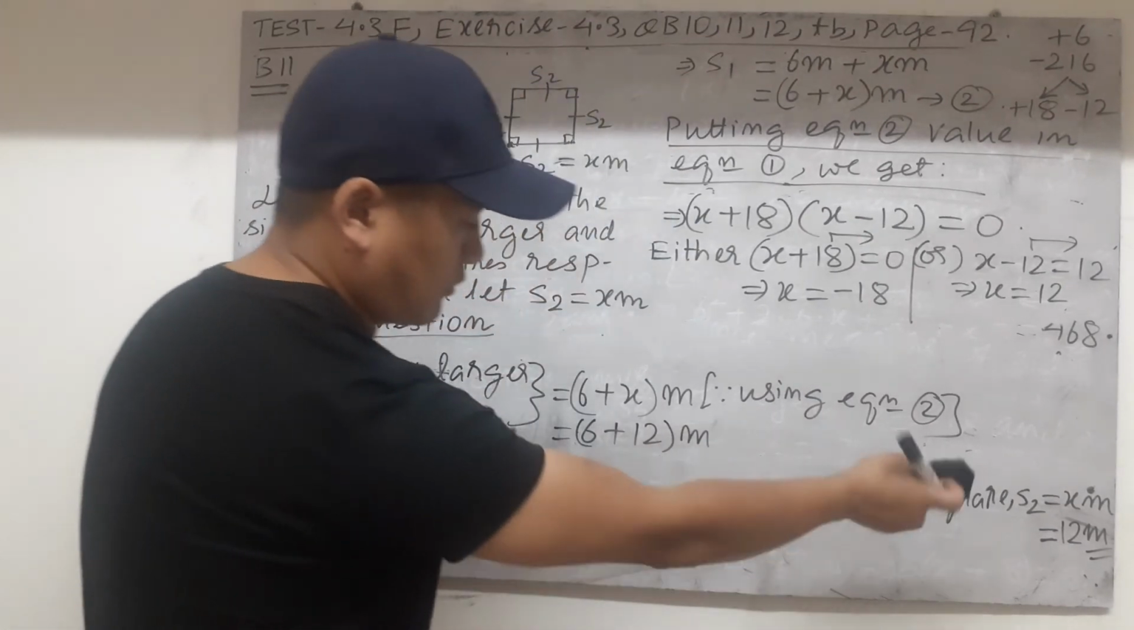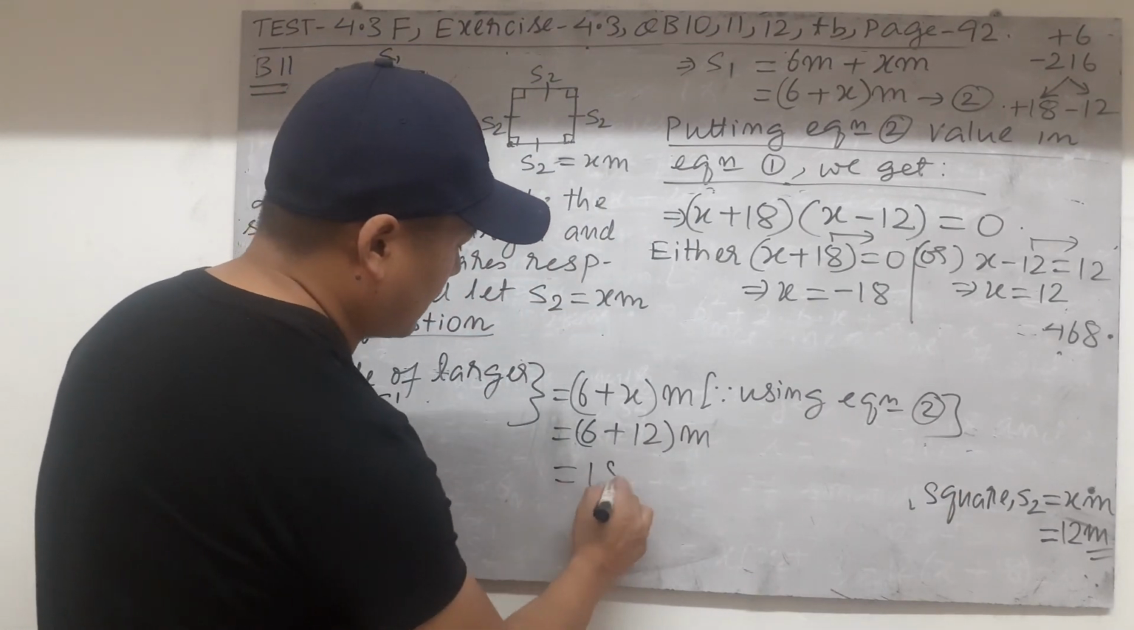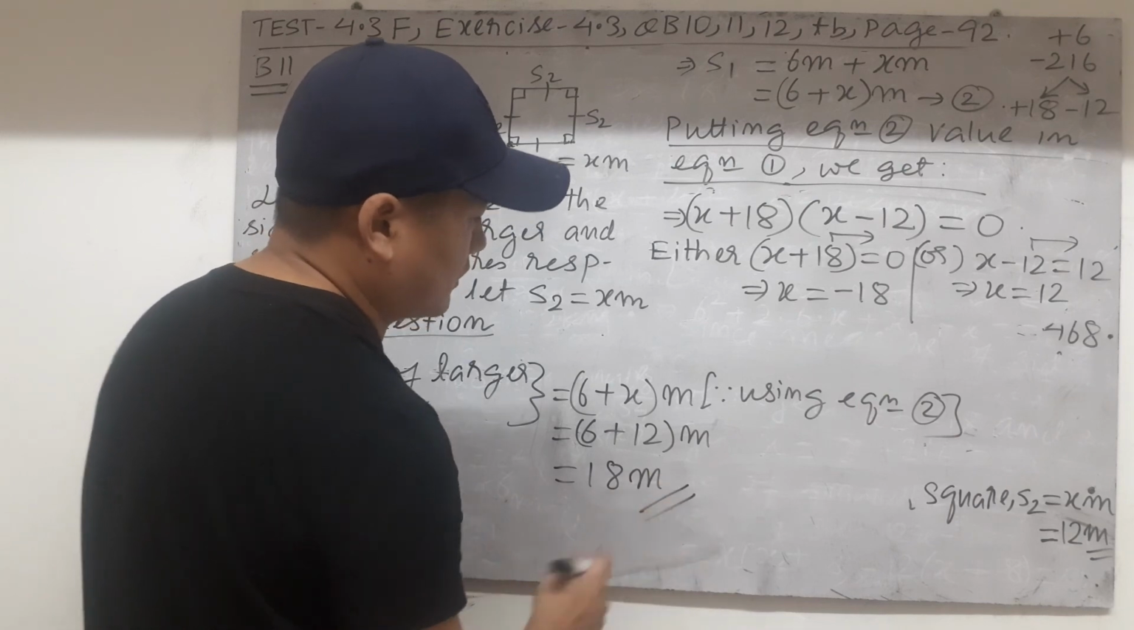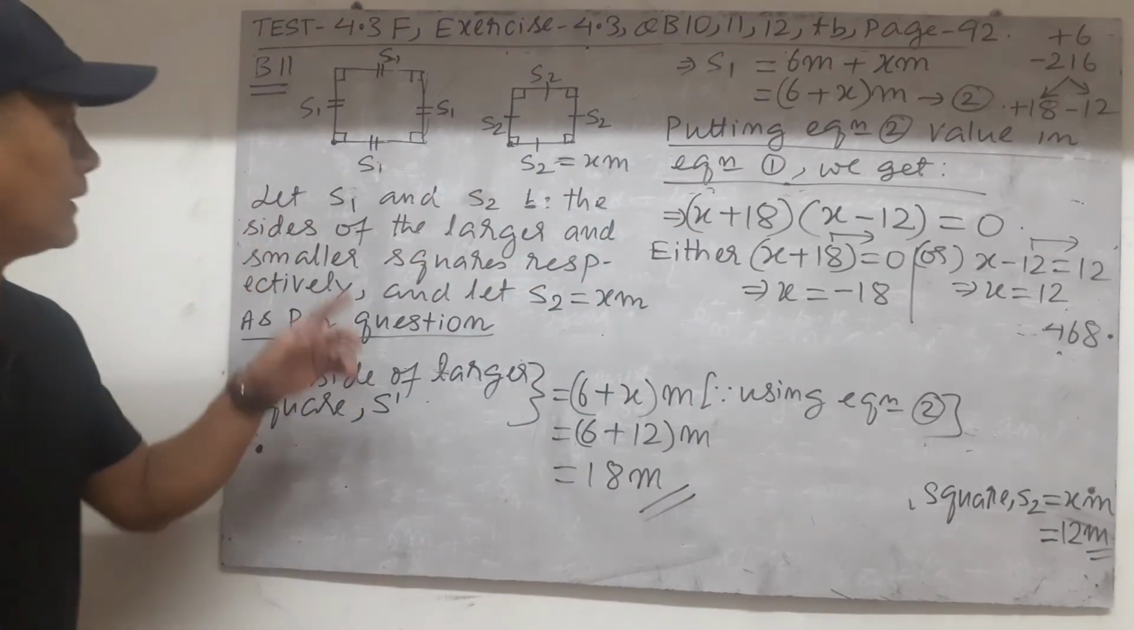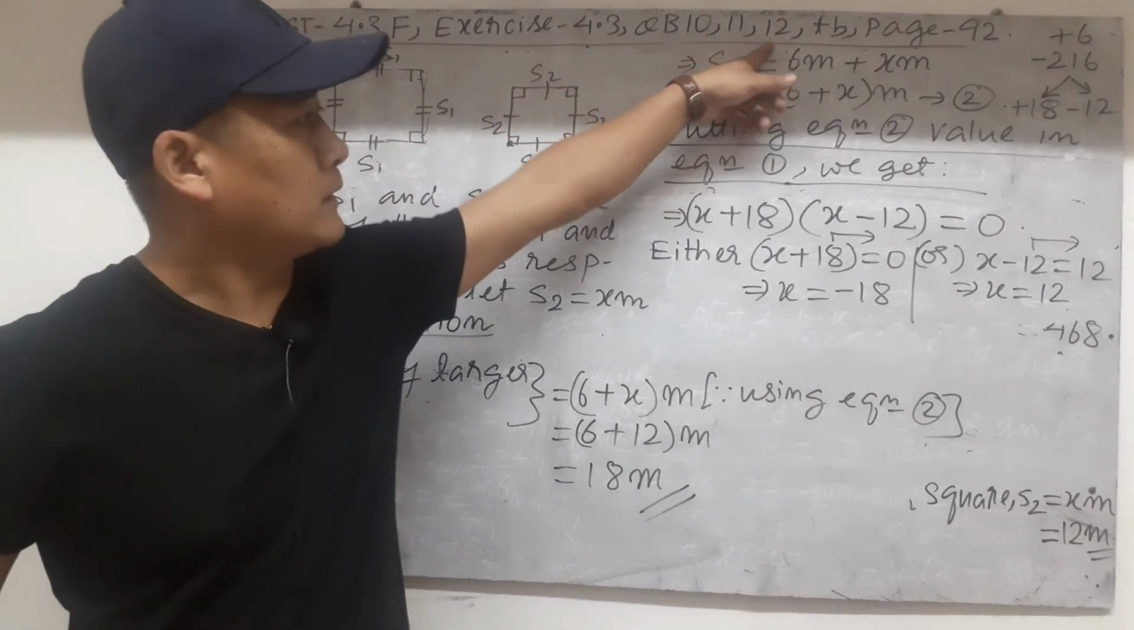So side of smaller square you have written, so larger is 18 meters, smaller is 12. I hope you got it. Okay, we'll do the last question 12 in the next class.